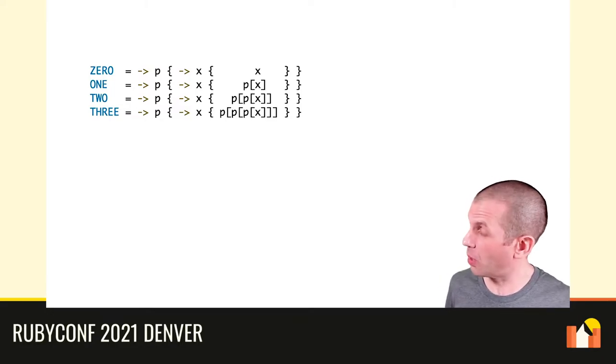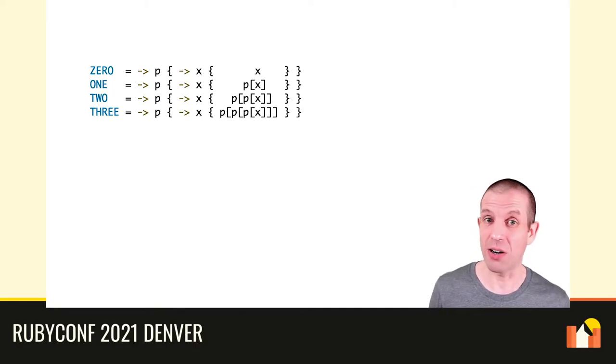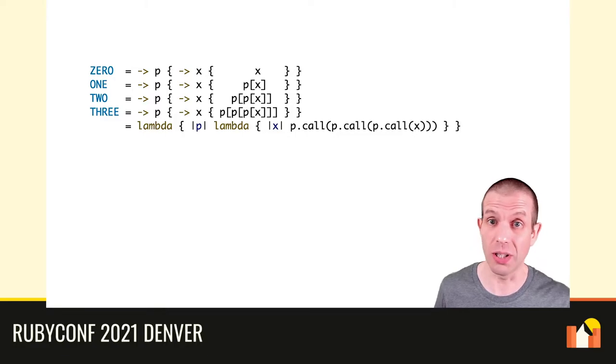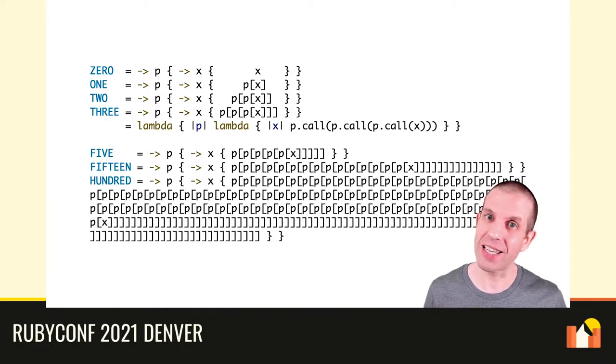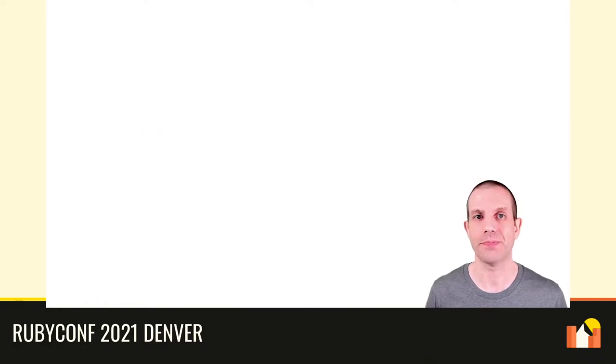For example, here's one way to encode a number as a proc that you call once with a function p, then again with an argument x, and it calls p on x a fixed number of times. So the encoding of the number 3 calls p 3 times. If you're not familiar with the pointy arrow and square brackets syntax, it's just a more compact way of writing lambda and call, and I'm using it here to keep the code short and tidy. Not surprisingly, this encoding lets us represent numbers that are as large as we like: 5 or 15 or 100.